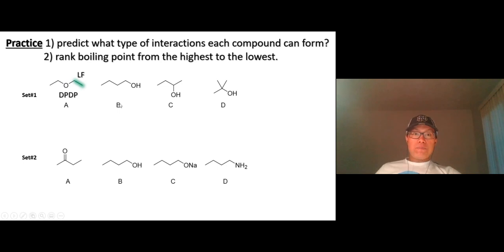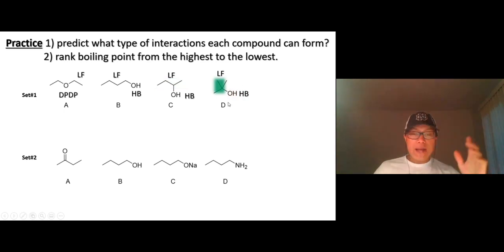But in B, OH, you can see there's a hydrogen bond. And we've got four carbons right here. There's London forces. All right, C and D, same thing. So we have a hydrogen bond donor right here, and we have London forces for the rest. In D, hydrogen bond donor, and the rest are London forces.